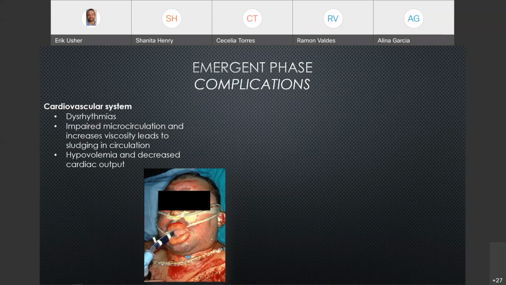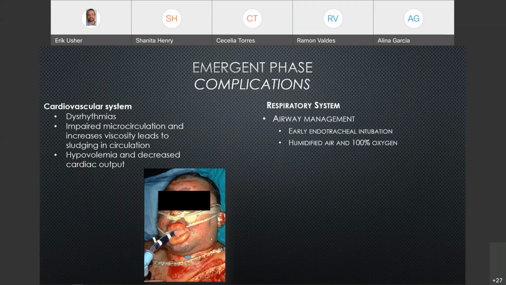Complications we see in the cardiovascular system are dysrhythmias, and that's for a couple of different reasons. One, if it's electrical in nature, but two, we're going to have some electrolyte shifts. Impaired microcirculation and increased viscosity lead to sludging in circulation, so we have the risk of clot formation. Hypovolemia and decreased cardiac output. Respiratory-wise, airway management should be early and aggressive if we consider facial injuries or airway injuries. Give them humidified air and 100% oxygen. We check their ABGs, we check their carboxyhemoglobin level, and we get chest x-rays.